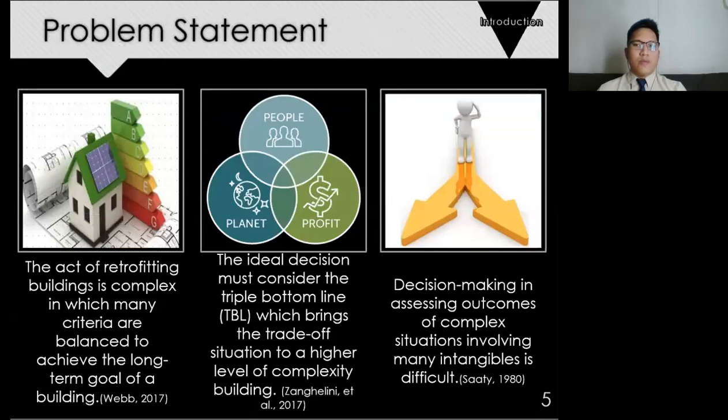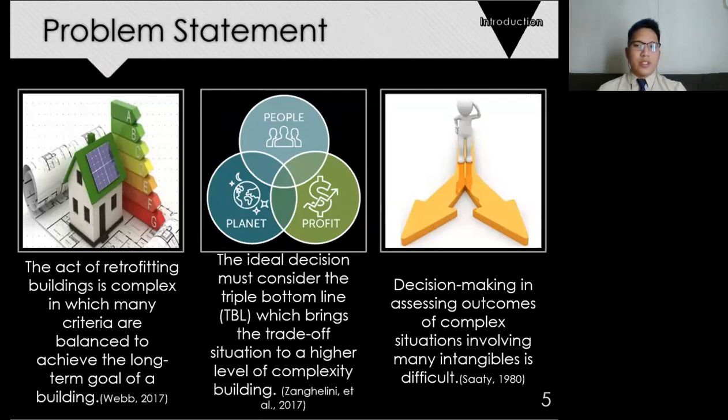It is a fact that old buildings are poor energy performers. These buildings are often found in a state of abandonment and face limited options as they approach their end of life. These options are typically demolition, abandonment, and adaptive reuse. According to Webb, retrofitting is a complex task in which many criteria are balanced to achieve the long-term goal of a building.